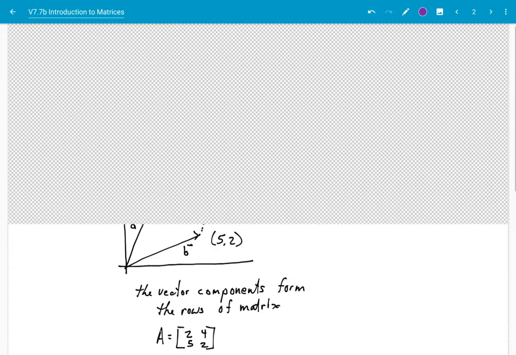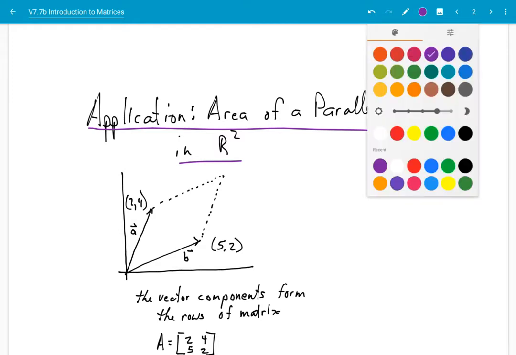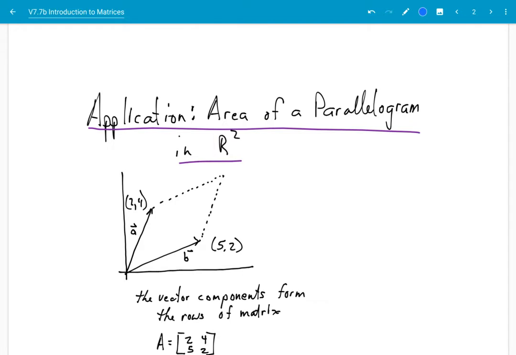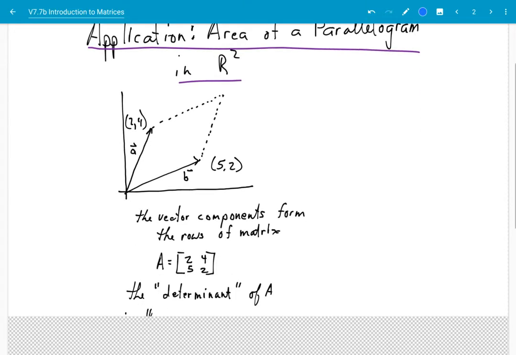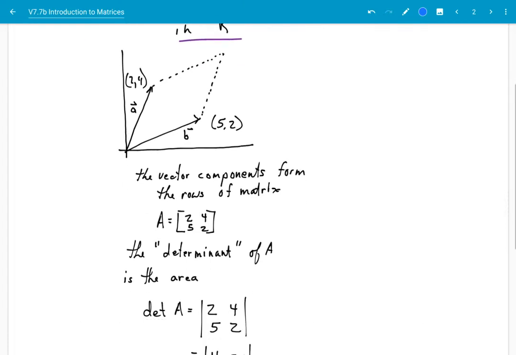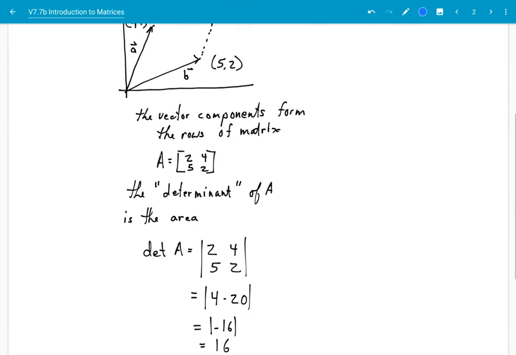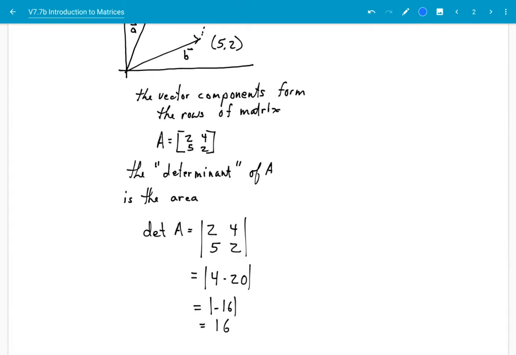Now, applications of determinants and matrices. So we just did in the last lesson the area of a parallelogram, and it was the cross product. We'll do this example, and you'll take your notes, and then we'll do the example using the cross product like what we had before. So the vector components of a matrix, there you go, are 2, 4, and 5, 2. The determinant of A is the determinant of the matrix A.